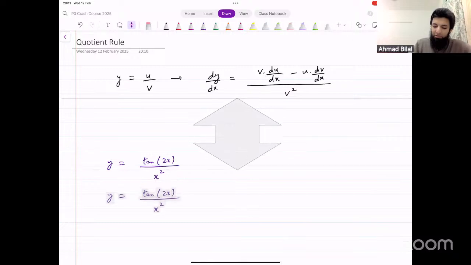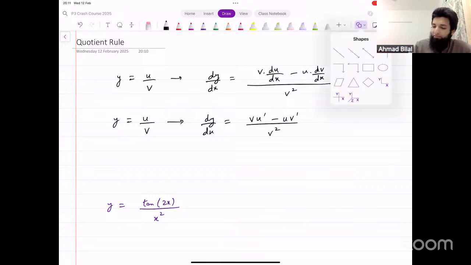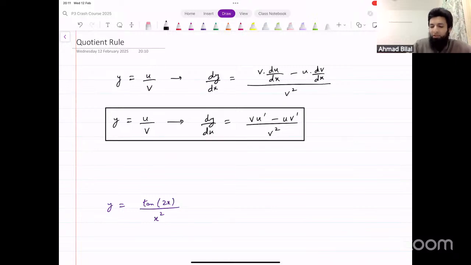Another way to write that same thing would be that if we have y equals u over v, the derivative of that is vu dash minus uv dash, divided by v squared. Okay, it's the same thing. Instead of the derivative written like this, du over dx, I'm just writing that as u dash. And dv over dx, I'm writing that as v dash. That's called the quotient rule. Okay, and we use that when we have one thing divided by another thing.